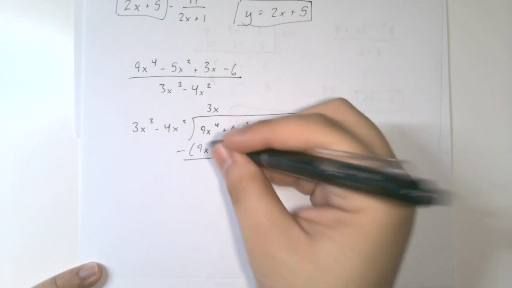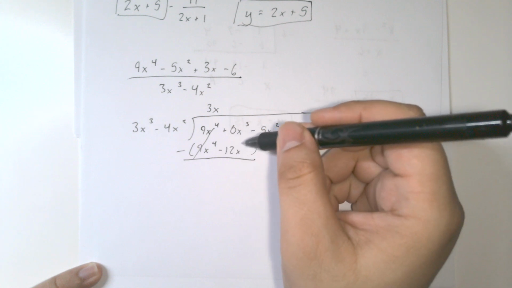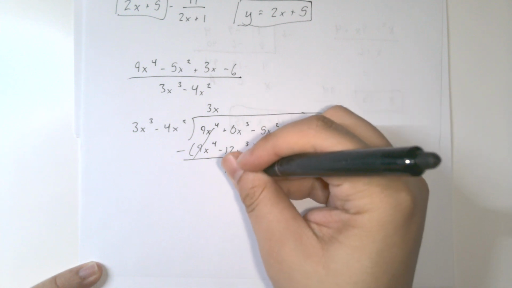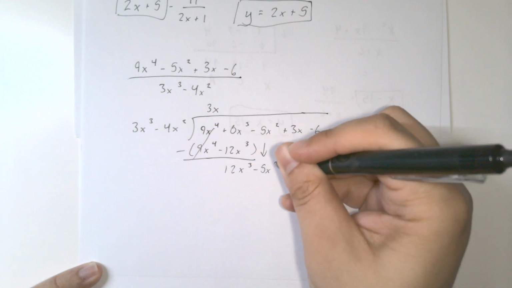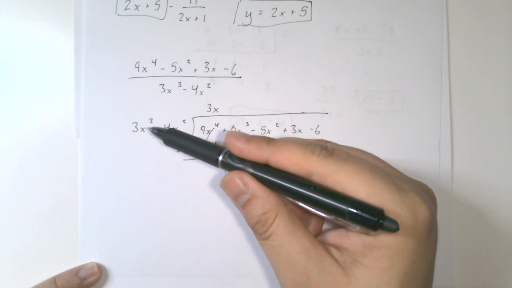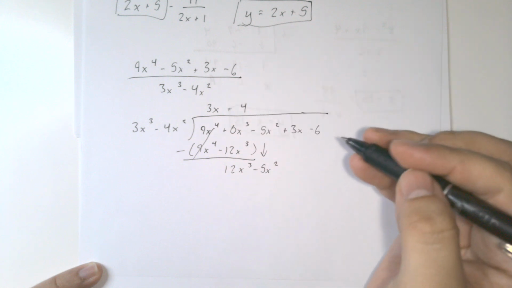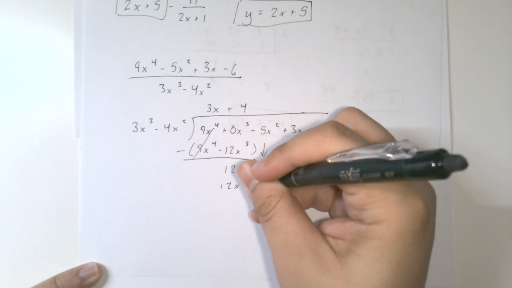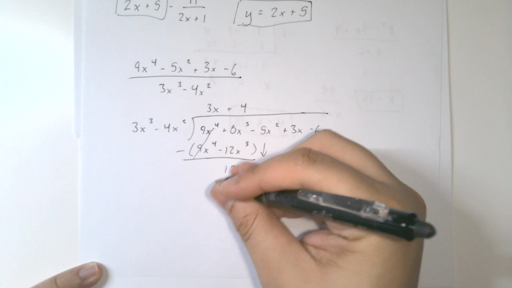But we do some subtraction. This cancels out. And remember, this minus will flip all of the signs in here. So we have 0x cubed plus 12x cubed, which is just going to be 12x cubed. We bring down our next term, which is the minus 5x squared. And then we repeat. We ask ourselves, 3x cubed times what gives us 12x cubed? And that would be plus 4. So we multiply all of this by 4, and we get 12x cubed minus 16x squared.